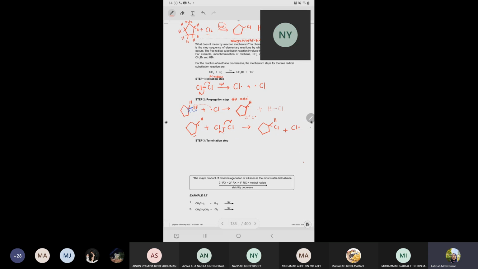After it breaks here, the Cl dot will bond with the carbon dot from before. We get the product chlorocyclopentane plus Cl dot. Get it?